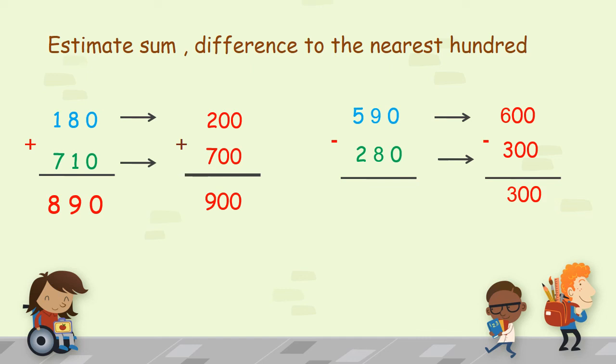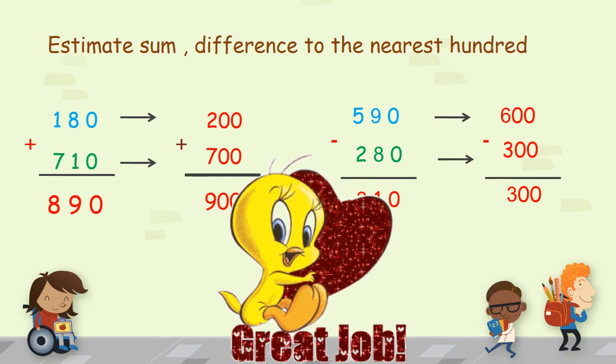Let's do the subtraction and see if our estimate is close to the subtraction or not. So 0 minus 0 is 0. 9 minus 8 is 1. 5 minus 2 is 3, so it's 310. Is it close to 300? Yes, it's so close. Okay, so good job, great work, primary 2.